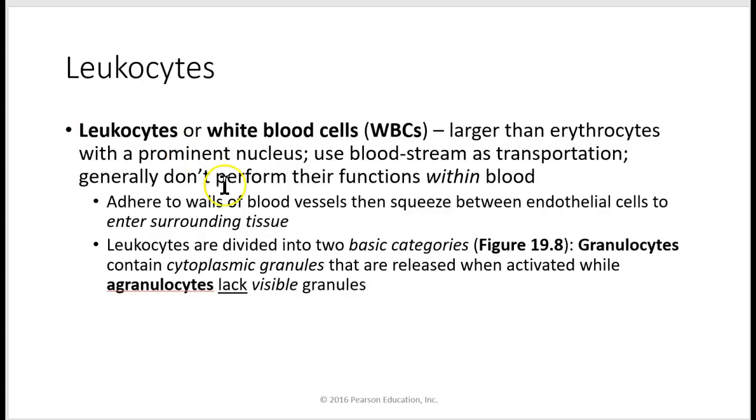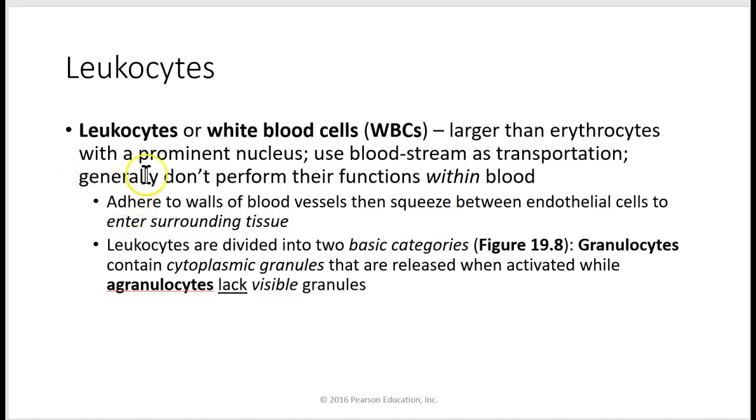So leukocytes, or white blood cells, are larger than erythrocytes with a very prominent nucleus and often identified under a microscope by the shape of that nucleus. They use the bloodstream as transportation. They are made in a very similar fashion to red blood cells, from erythroblastosis, but this is leukoblastosis. And we have stem cells in the bone marrow that make both red blood cells and white blood cells.